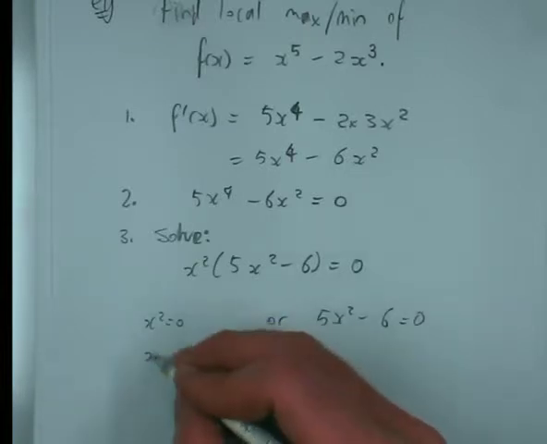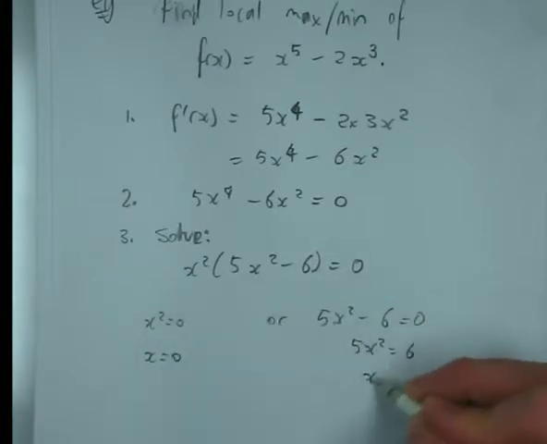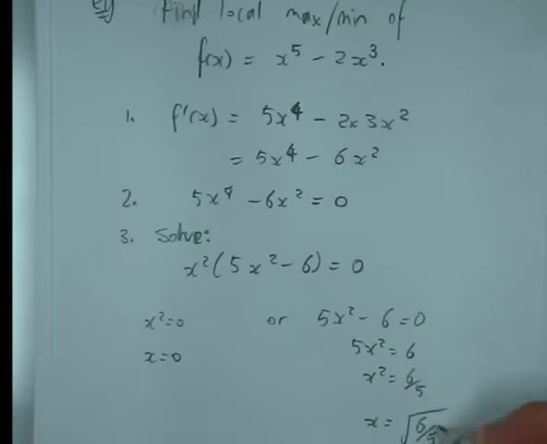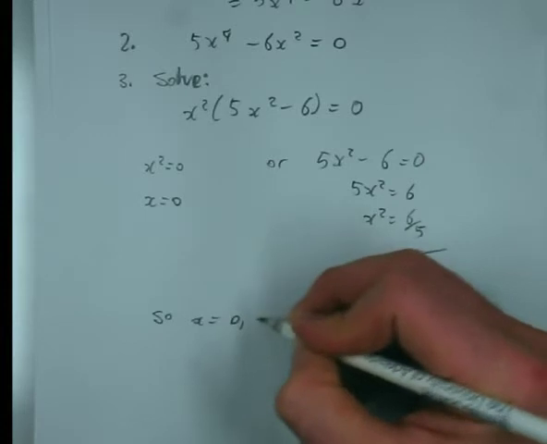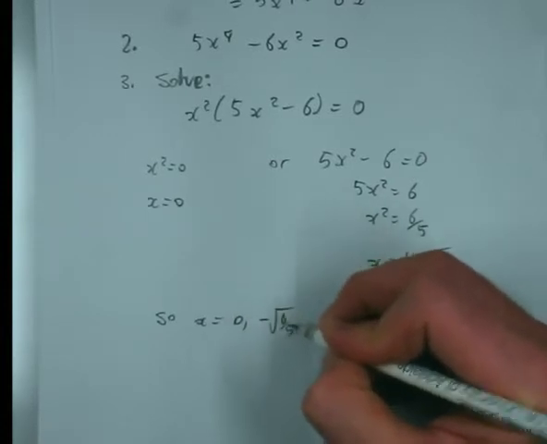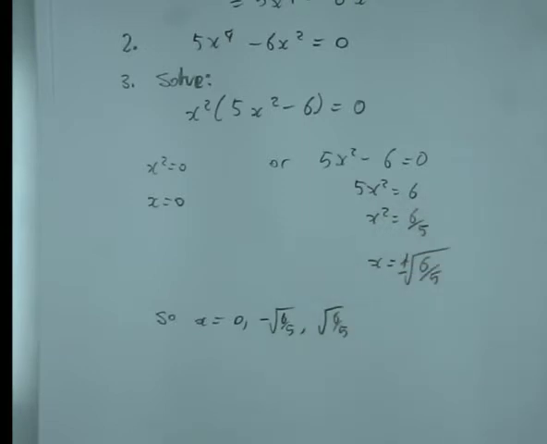This one tells me that x is 0. This one tells me that 5x squared equals 6, which is telling me that x squared is 6 on 5, which is telling me that x is plus or minus root 6 on 5. So x equals 0, minus root 6 on 5, and plus root 6 on 5. They're my three, what they call critical points. And I can't tell yet whether they're local maxima or local minima, or possibly I might not be able to tell.